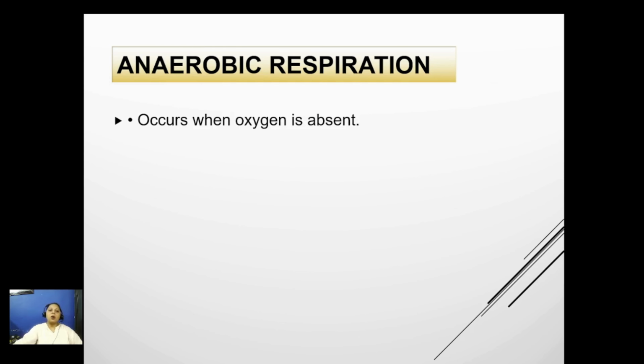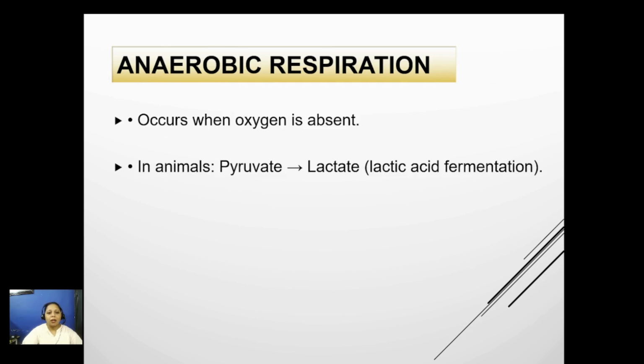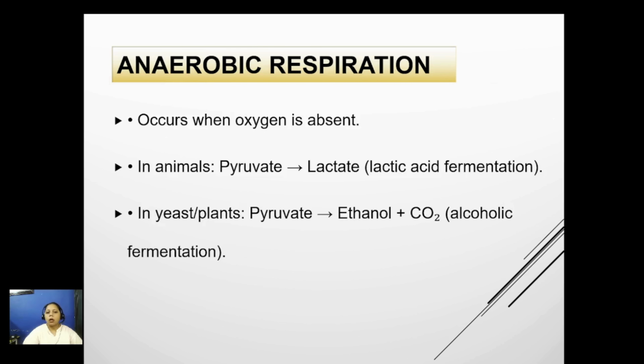Learn about anaerobic respiration in this video. So first of all, what is anaerobic respiration? Simple. It is the respiration that takes place in the absence of oxygen. In animals, the pyruvate is converted into lactate, while in yeast or plants, the pyruvate is converted to ethanol and carbon dioxide. And because ethanol is produced, it is also known as alcoholic fermentation.